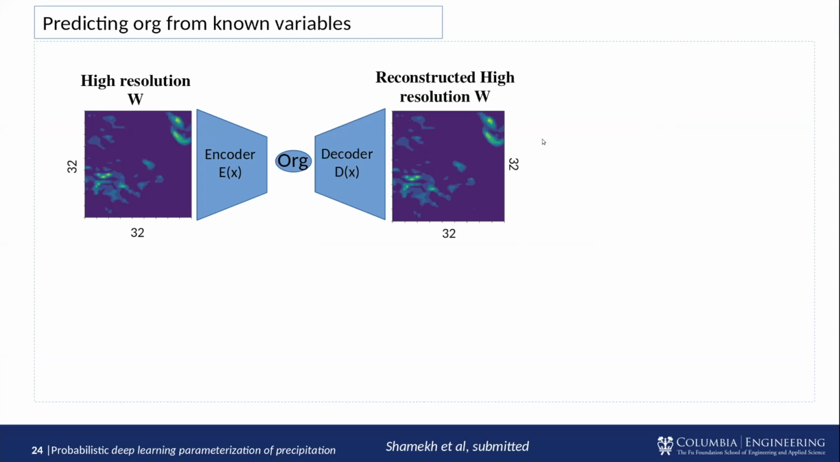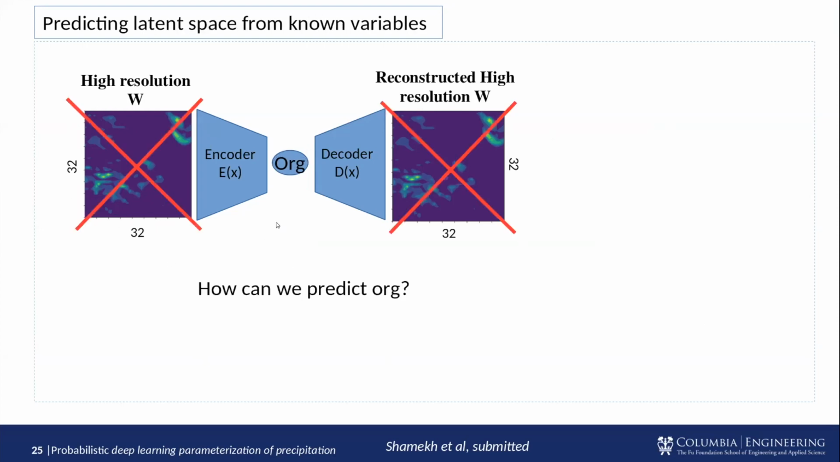Okay, so now we know that if we have org, we can improve the prediction of precipitation, but we also know that in a GCM, we don't have access to high resolution fields. So then how can we predict our org? One solution is that maybe we can predict org from resolved variables using a neural network.